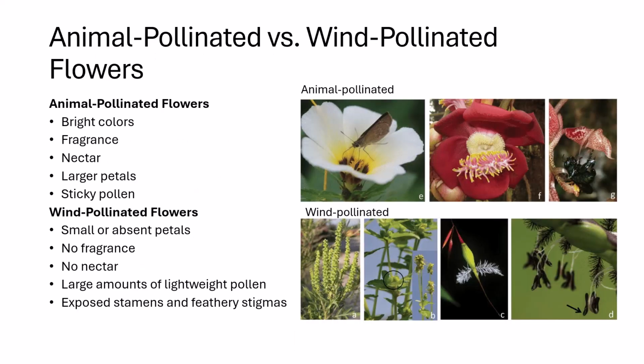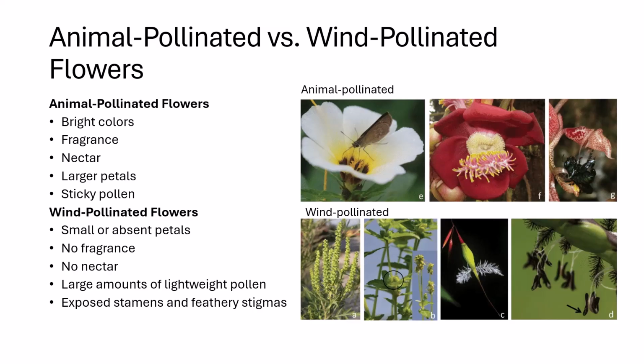Now let's look at pollination strategy. This is where structure becomes incredibly obvious. Animal-pollinated structures are designed to attract something. They often have bright petals, they may produce fragrance, they usually offer nectar as a reward. Their pollen is often sticky or textured so it adheres to pollinators. Everything about these flowers is intentional. Color, scent, timing of opening, all tuned to a specific animal.